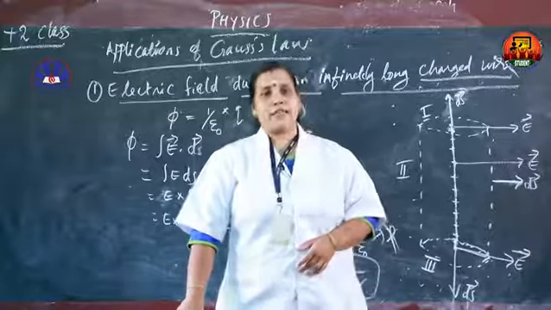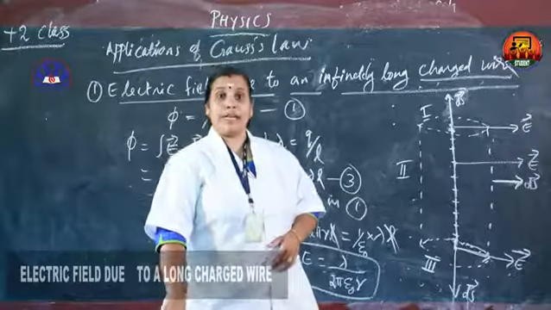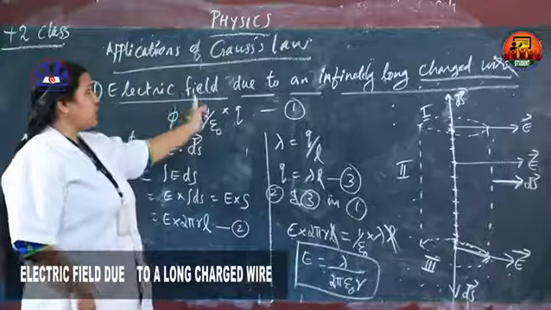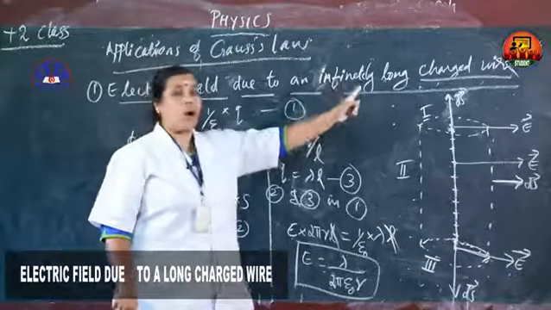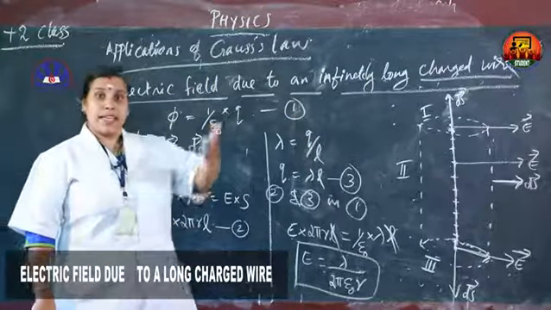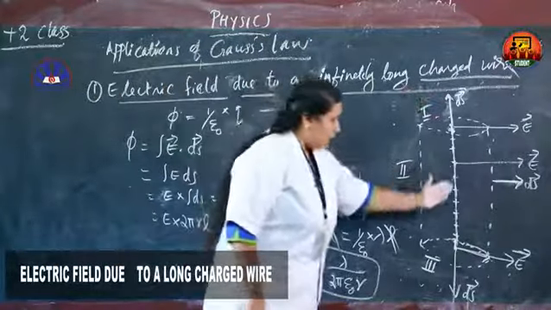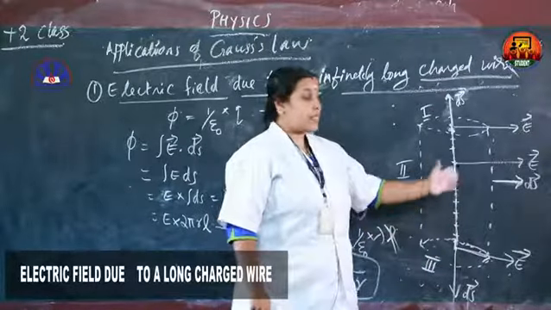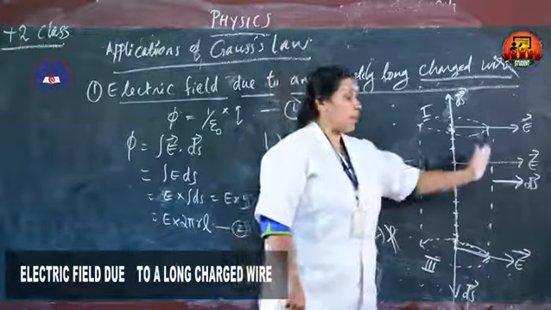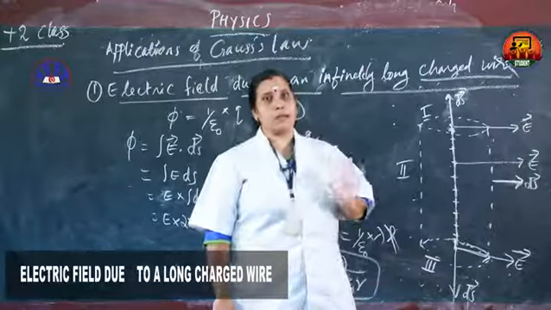The first application is we are going to find electric field due to a charged wire, an infinitely long charged wire. That was the first application of Gauss law, that is electric field due to an infinitely long charged wire. Now what do you mean by charged wire? Means a wire in which the charges are distributed uniformly. So I am assuming an infinitely long wire, with the charges distributed uniformly. And we have to find the electric field at a point outside the charged wire.